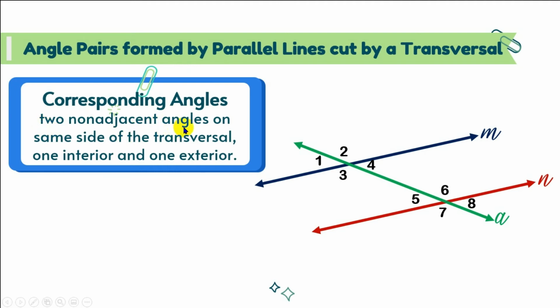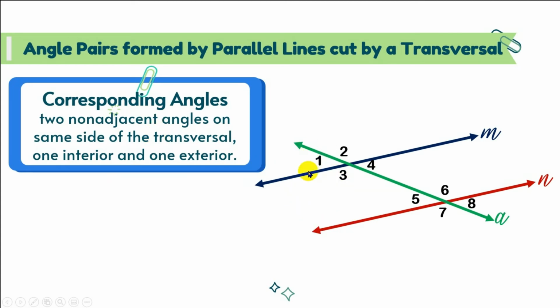These are the two non-adjacent angles, so hindi sila magkatabi. On the same side of the transversal, kailangan nasa isang side ng transversal line, one interior and one exterior. Again, one interior, one exterior, non-adjacent. So, baka may magsagot sa inyo ng 1 and 3. Pareho naman silang nasa left side ng transversal line A. And isang exterior, isang interior na angle. Kaya lang po, hindi po siya pasok dun sa ating non-adjacent angles kasi ang 1 and 3 ay adjacent, magkatabi sila. They share a common vertex. So, hindi pwede ang 1 and 3 to be considered as corresponding angles.